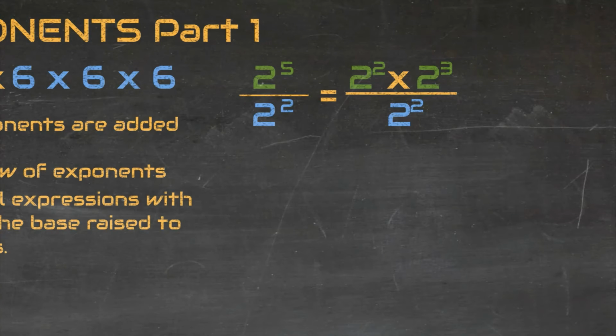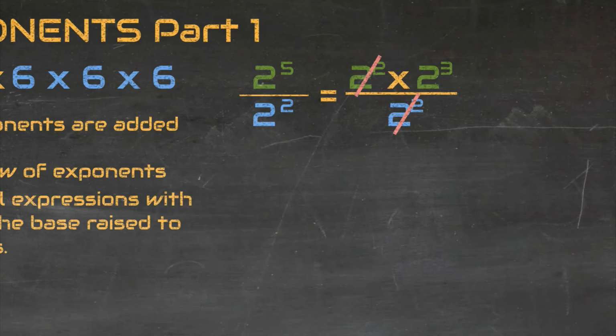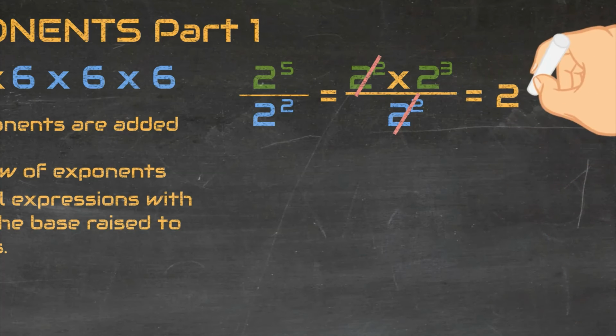2 squared divided by 2 squared is equal to 1, or 2 squared in the dividend and the divisor will simply cancel each other out. This leaves 2 cubed in the operation. 2 to the 5th power divided by 2 squared is therefore equal to 2 cubed.